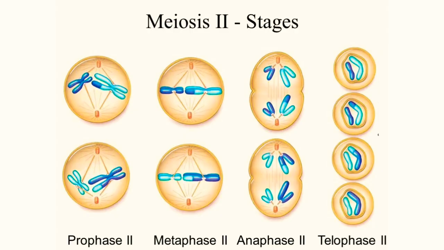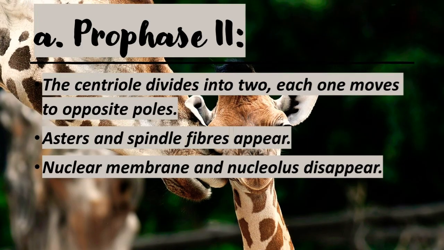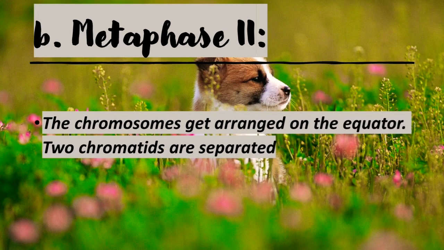cytokinesis 2. Prophase 2. The centriole divides into two. Each one moves to the opposite poles. Then the asters and the spindle fibers appear. Then the nuclear membrane and nucleolus disappear. Then metaphase 2. The chromosomes get arranged on the equator. The two chromatids are separated.